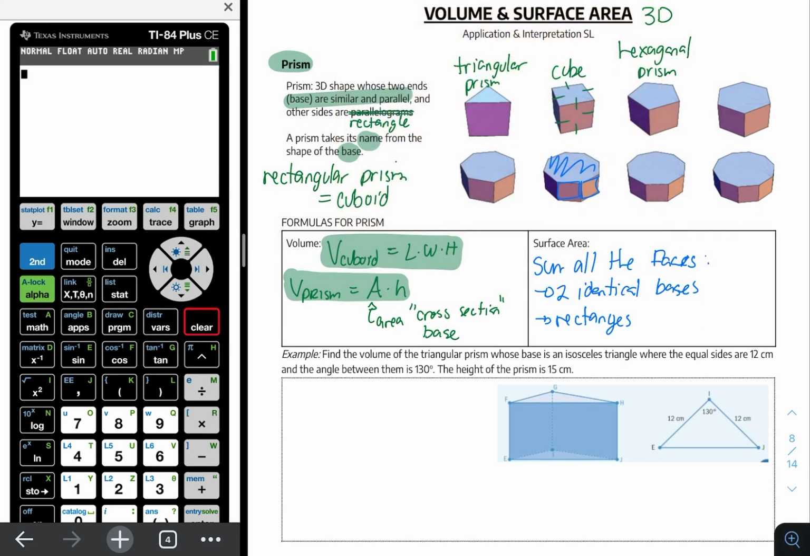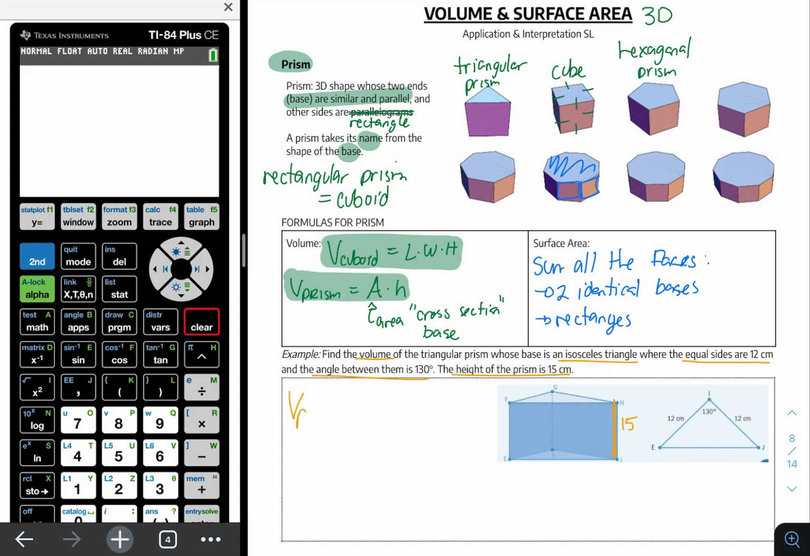The examples we're going to do in this video are fairly straightforward, but when we're in class, we're going to practice a lot with more complex shapes, which means a combination of shapes put together, and then different contexts as well. So let's start with this example. Find the volume of a triangular prism whose base is an isosceles triangle where the equal sides are 12 centimeters and the angle between them is 130. The height of the prism is 15 centimeters. So the height of the prism means the distance between my 2 bases is 15 centimeters.